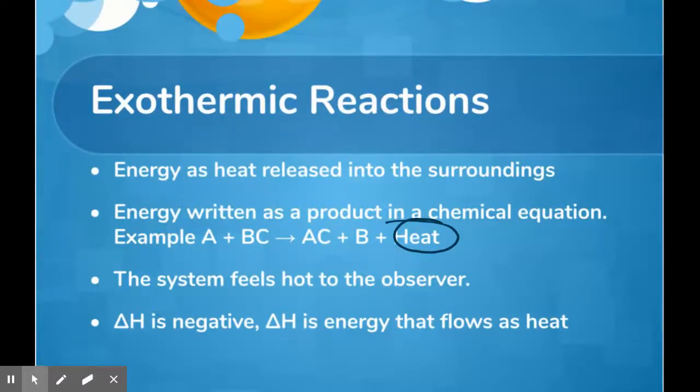It could also be written as plus energy, or it could also be written as a specific amount of energy, like plus 30 kilojoules. So anytime you see any of those things written on the product side of the equation, that tells you that this is an exothermic reaction. Also, delta H is negative for an exothermic reaction, and delta H is the energy that flows as heat. So heat is flowing out of the system, that makes it negative.